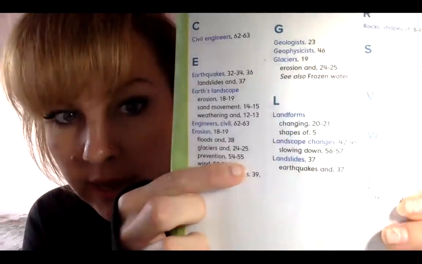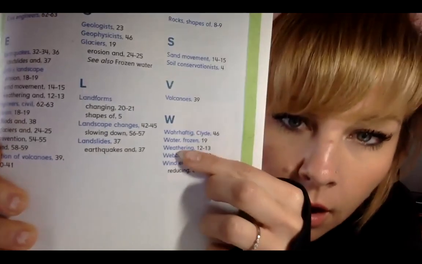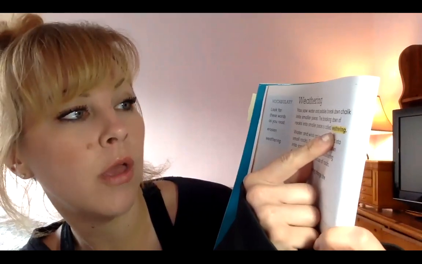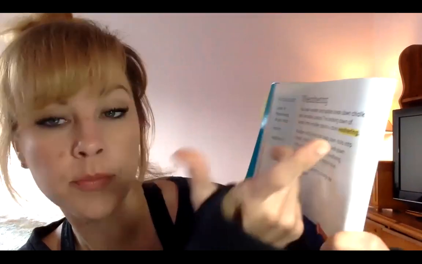So that's the definition, and even if I want to learn more about weathering, right here in the index, which will tell me what page to go to, weathering says pages 12 to 13. So I'm going to go back into my workbook and find page 12, and it talks all about weathering right here. It's perfect because it even has it highlighted and in bold. The breaking down of rocks into smaller pieces is called weathering.